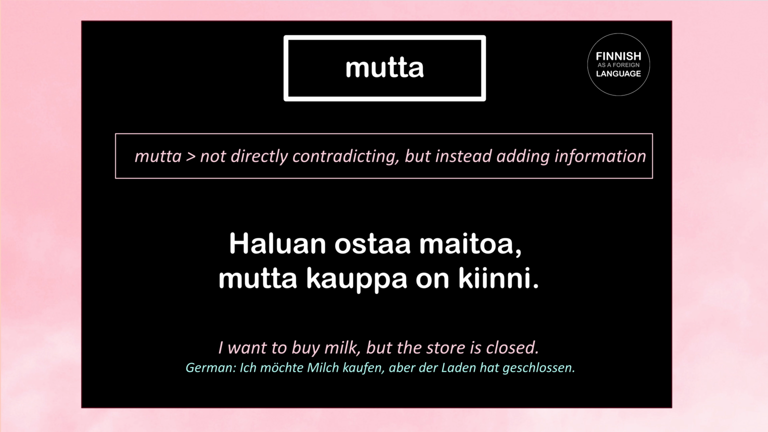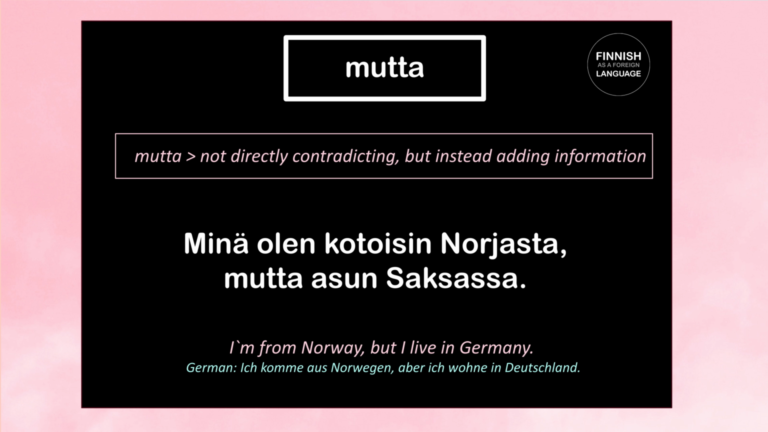Let's have 2 more examples. Minä olen kotoisin Norjasta, mutta asun Saksassa. Means I'm from Norway, but I live in Germany. Minä olen kotoisin Norjasta. Here we have an affirmative statement, followed by the conjunction mutta, which gives us some more additional information, which here is that I'm living in Germany. Asun Saksassa. So let's repeat. Minä olen kotoisin Norjasta, mutta asun Saksassa. I'm from Norway, but I live in Germany.